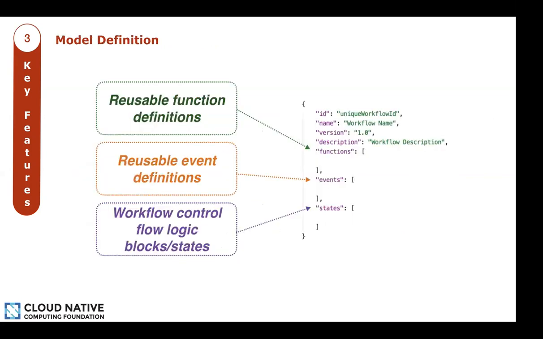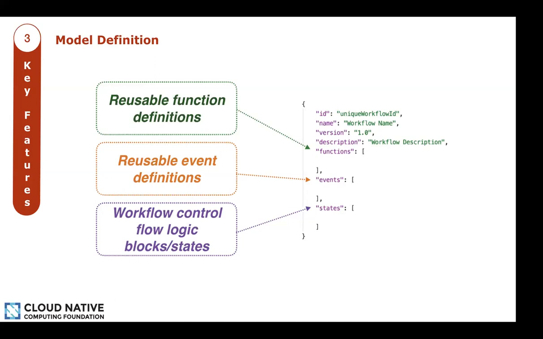Now, the core of the serverless workflow is the model definition. Like I said, we support both JSON and YAML formats, so it's machine readable, understandable, and embeddable. You can see the core model definition here. Each workflow has a unique ID, and can have a name, a version, and a description. The core parts of the model definition are function definitions. These are reusable, as you can define them once, and we'll look at specific examples. Then you reference them throughout your workflow states, the building blocks that execute the control flow logic. They can reference them and call different services.